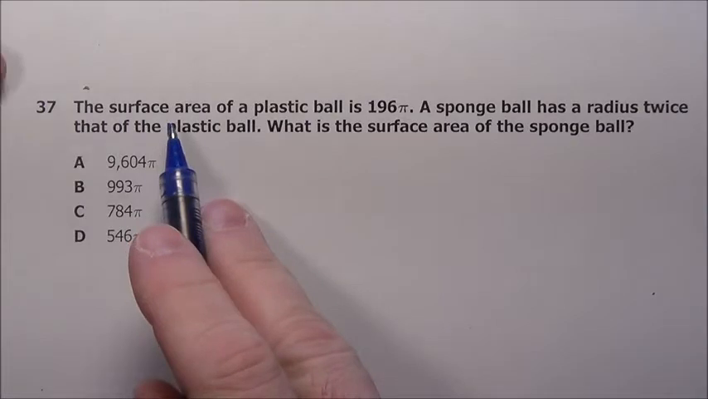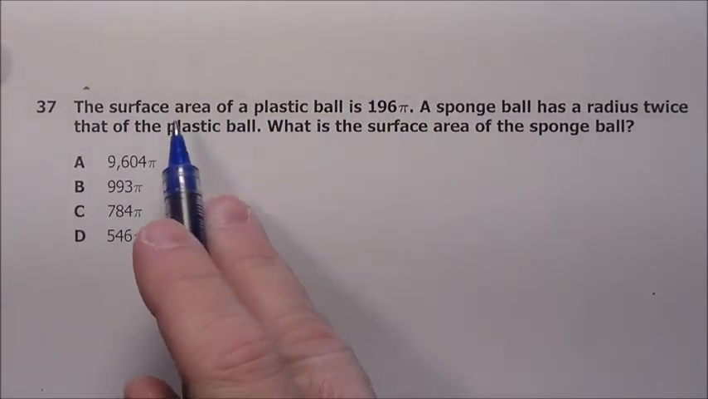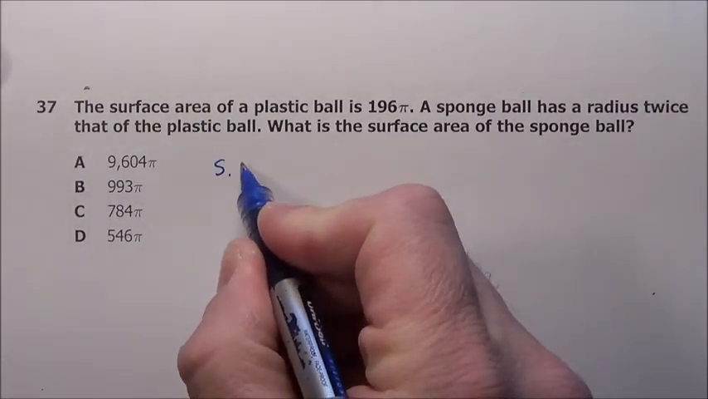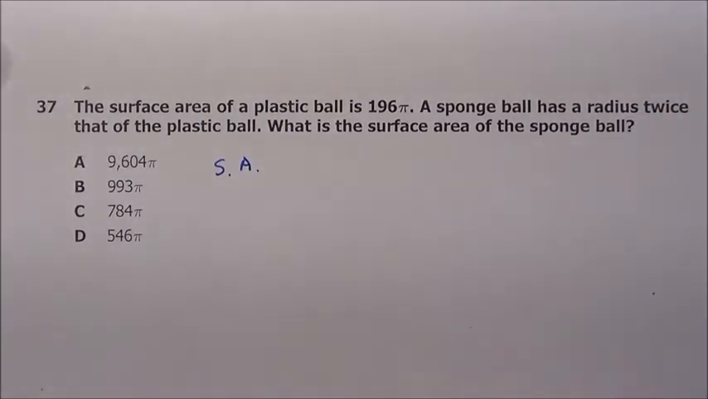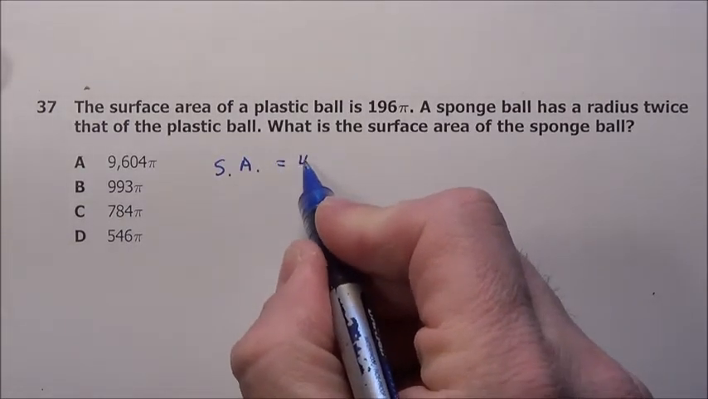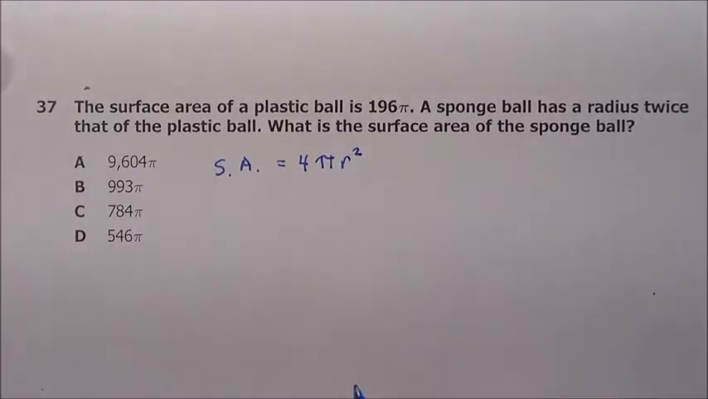Well, let's think. The surface area of the plastic ball is 196 pi. So what's the formula for the surface area of a plastic ball? Now what shape is that also? That's going to be a sphere. The surface area for a sphere is 4 pi r squared: 4 times pi times the radius squared.